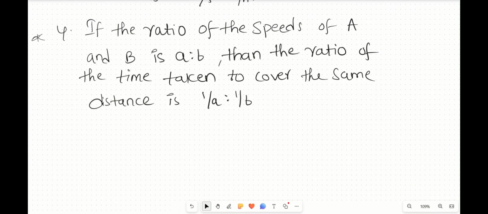Here is one of the important points. If the ratio of speeds of A and B is small a is to small b, then the ratio of time taken to cover the same distance is 1 by a is to 1 by b.